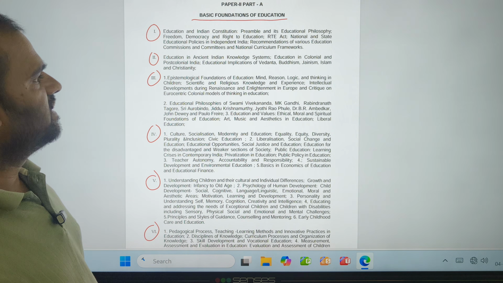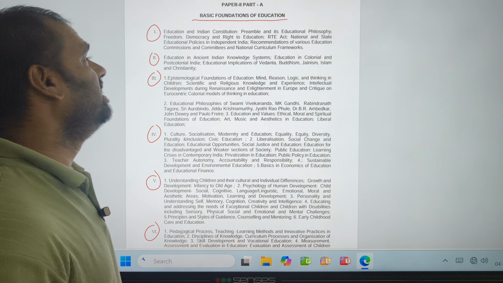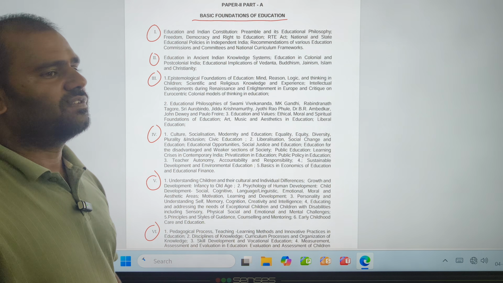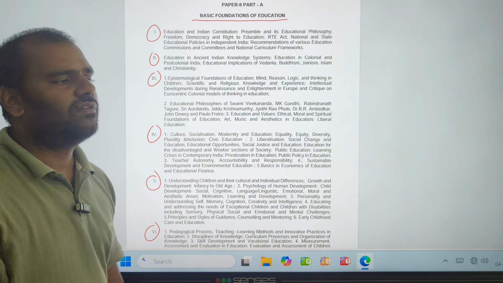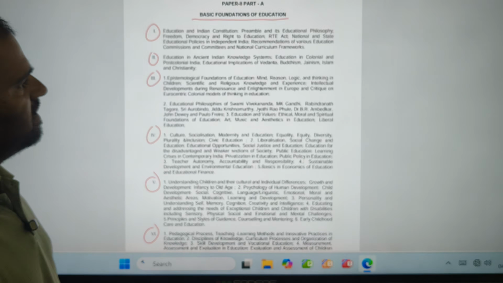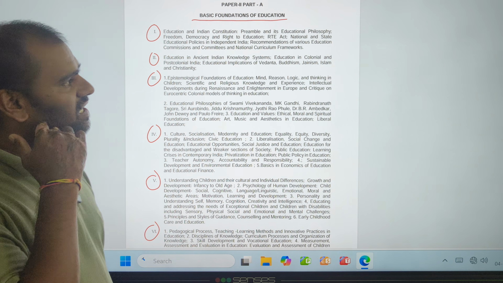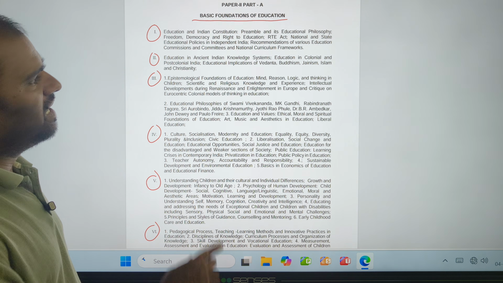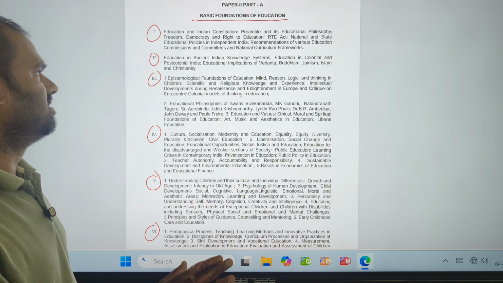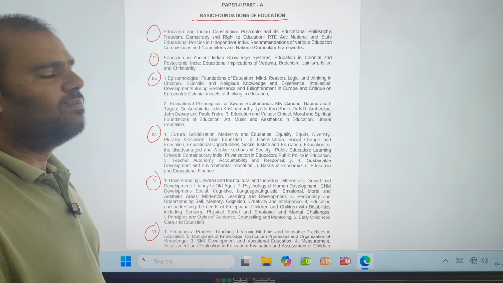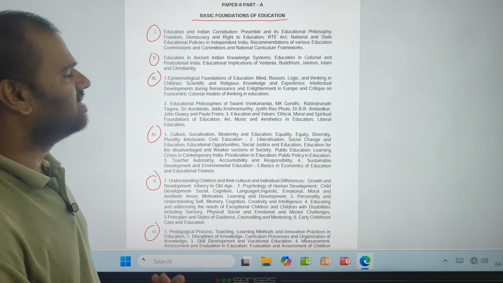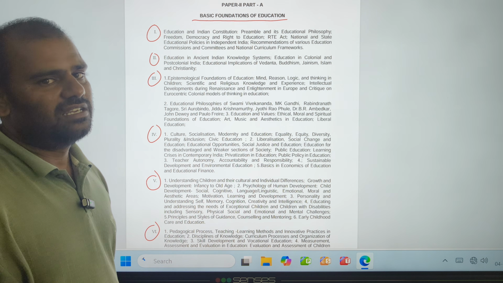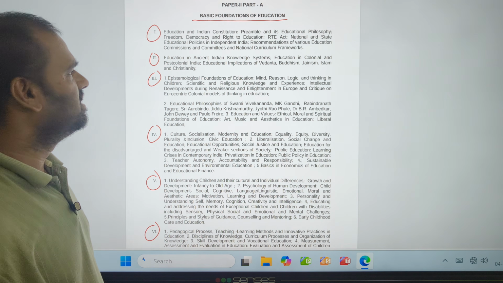Now what is the first chapter saying? Education and the Indian Constitution. What the Preamble is saying and its educational philosophy. What is the philosophy of our Preamble of the Constitution? Freedom, democracy and the right to education, the Right to Education Act, national and state educational policies in independent India, and recommendations of various educational commissions. After independence, how many educational commissions were appointed?